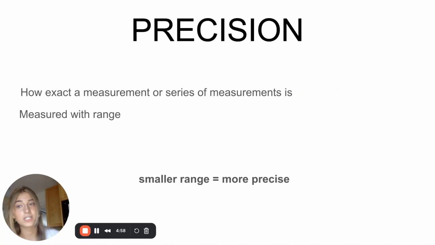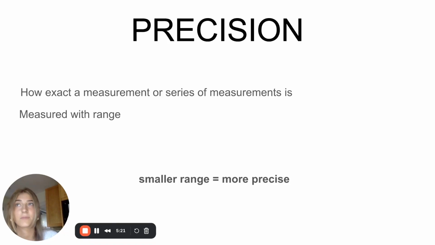Precision. So precision is how exact a measurement or a series of measurements is, and it's measured with range, which you've definitely seen in math before. In terms of chem, it's the same thing. It's just the difference between your highest value and your lowest value. That's your range. And the smaller the range, the more precise a measurement is.